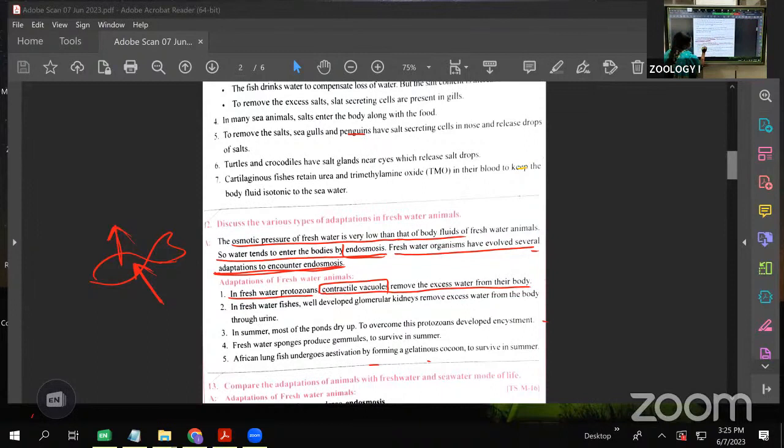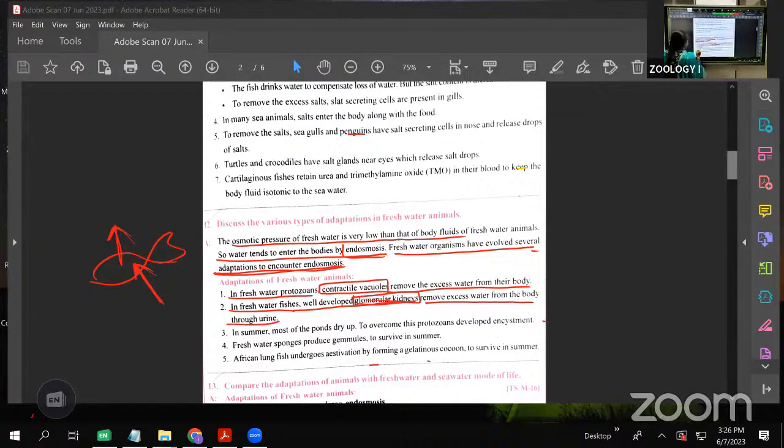In freshwater fishes, there are well-developed glomerulus kidneys. Before that, aglomerulus kidneys were for the loss of water. But here they want to eliminate water, that's why glomerular kidneys are present. In the seawater adaptations, aglomerulus kidneys are present. But in the freshwater adaptations, glomerulus, without the A, are present. Glomerulus kidneys are present to remove the excess water. The water inside is more, and that is eliminated by the glomerulus kidneys through the urine.